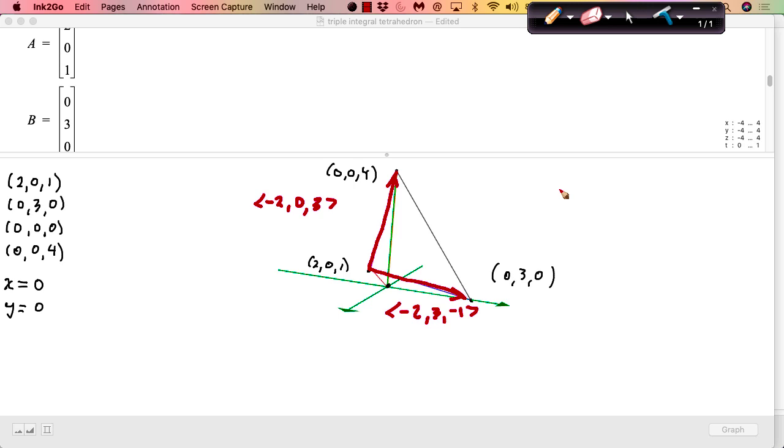And then what? What do we do from there? Cross product. And that'll give some vector, right? That'll be our A, B, C for the plane. And that vector will be what? Orthogonal to the plane. And then we need a point.